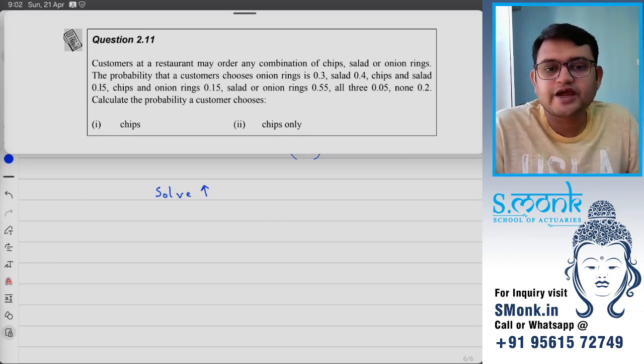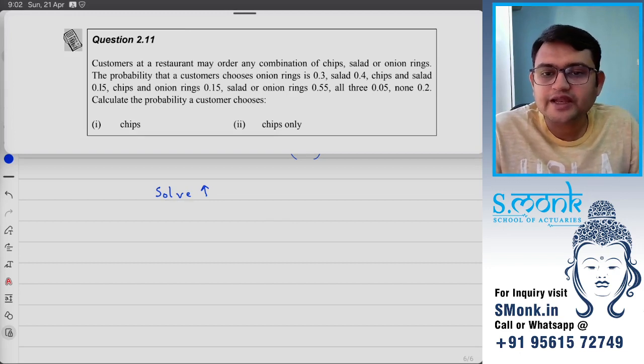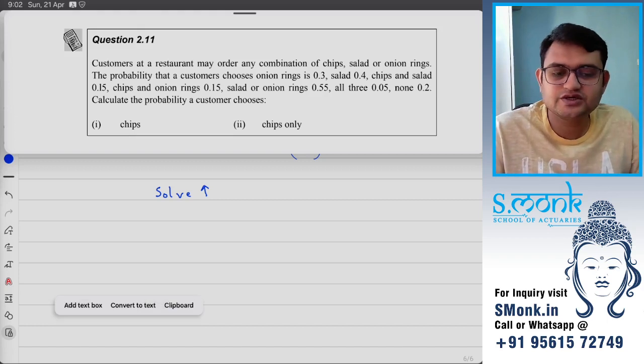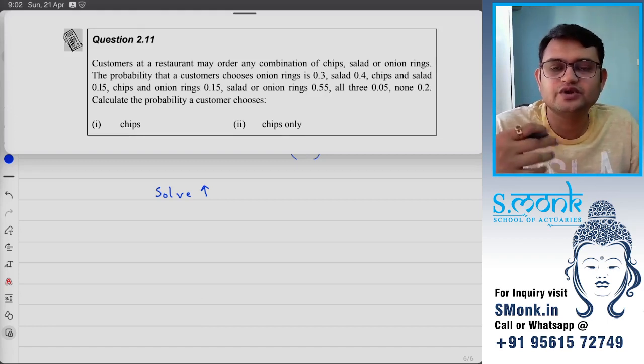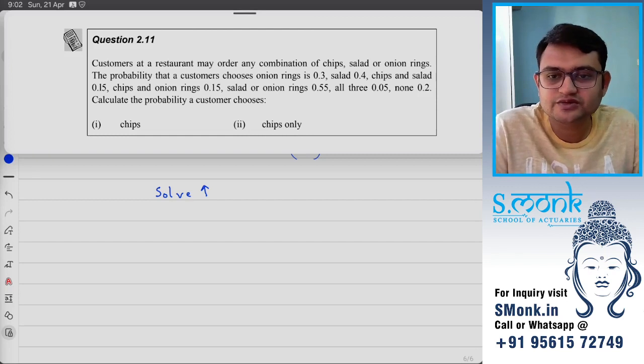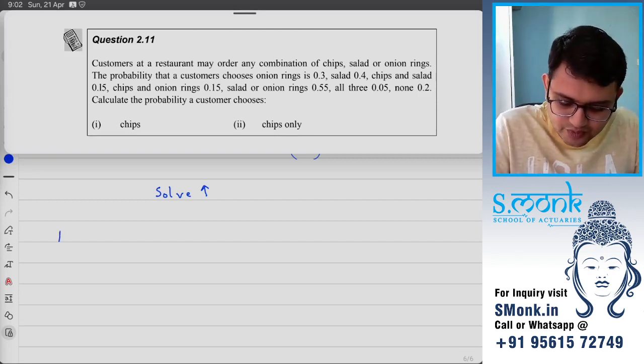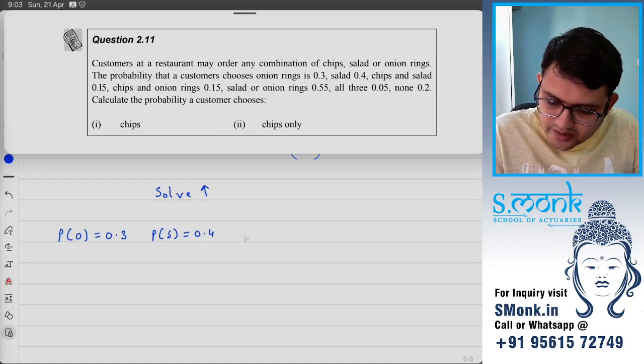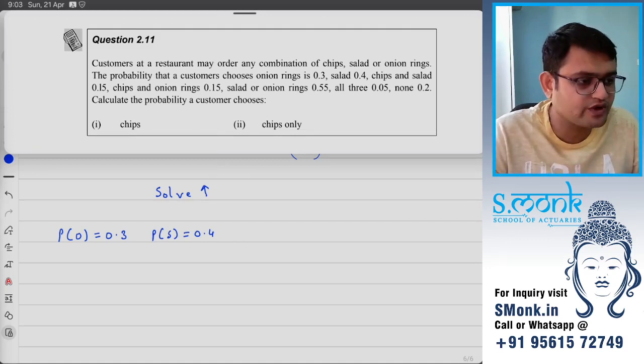So a customer at a restaurant may order any combination of chips, salad, or onion rings. The probability that a customer chooses onion rings is 0.3. So this is a question that we talked about yesterday in terms of sets. Here we are saying the probability of ordering an onion ring is 0.3, the probability of ordering a salad is 0.4, and chips and salad is 0.15.